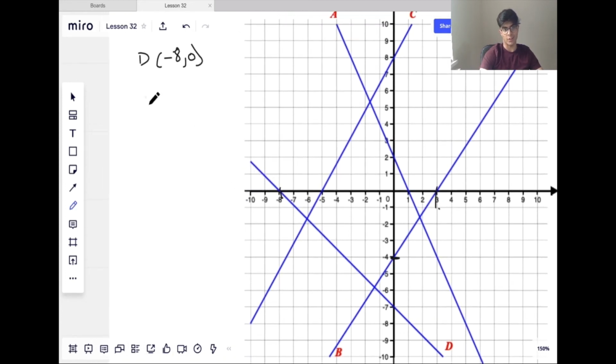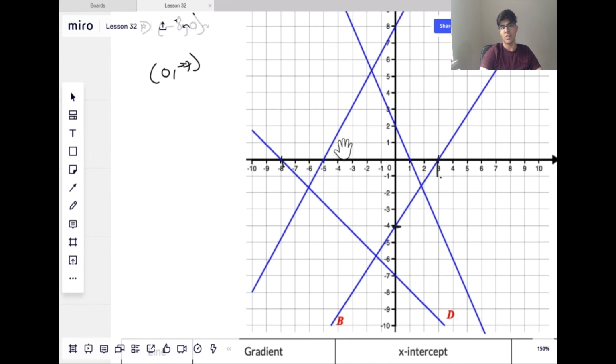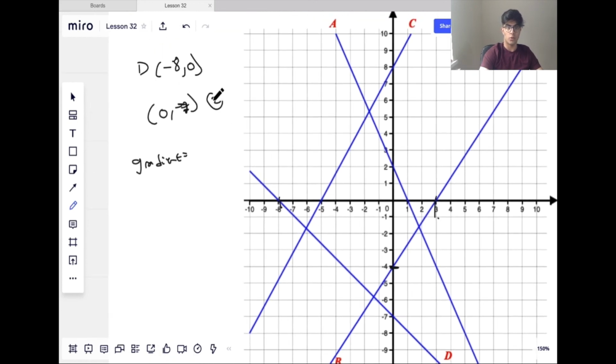And those are actually just our intercepts, right? With questions like these, they tend to make the intercepts nice whole numbers. So you can always just go to those points. So gradient, so we can do 2 and 1.